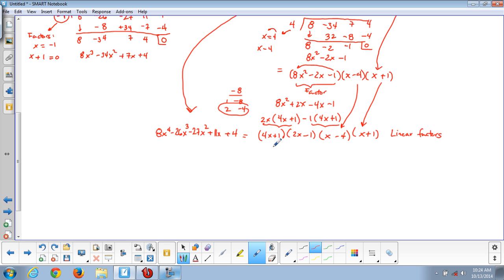If you wanted to get the zeros, all you would do is just set each of these linear factors equal to 0 and solve for x. So I move the 1 over, divide by 4. I get x is equal to negative 1/4. Move the 1 over positive, divide by 2. I get 1/2. Move that over, I get 4. Move this one over, I get negative 1. And so here would be my zeros.